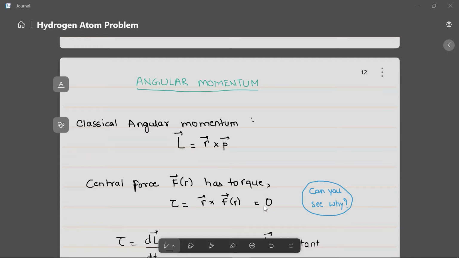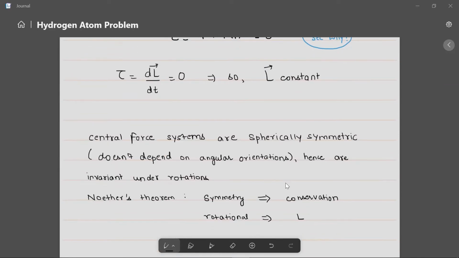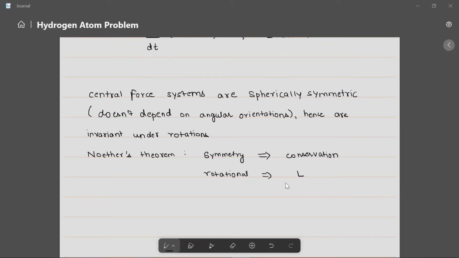So central forces have no torque, and since torque is equal to dL by dt, and this is 0, this means L is constant. If you have a system where the net torque acting on the system is 0, the angular momentum is conserved. This also follows from Noether's theorem, because we know that central force systems are spherically symmetric, that is, they don't depend on the angular orientations.